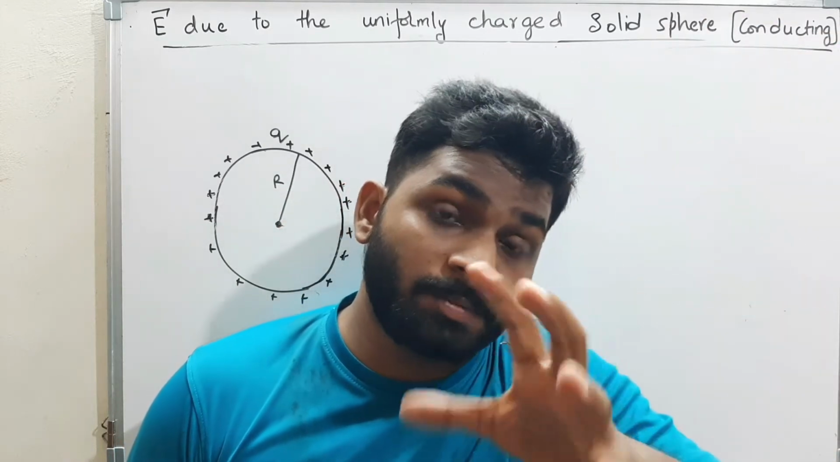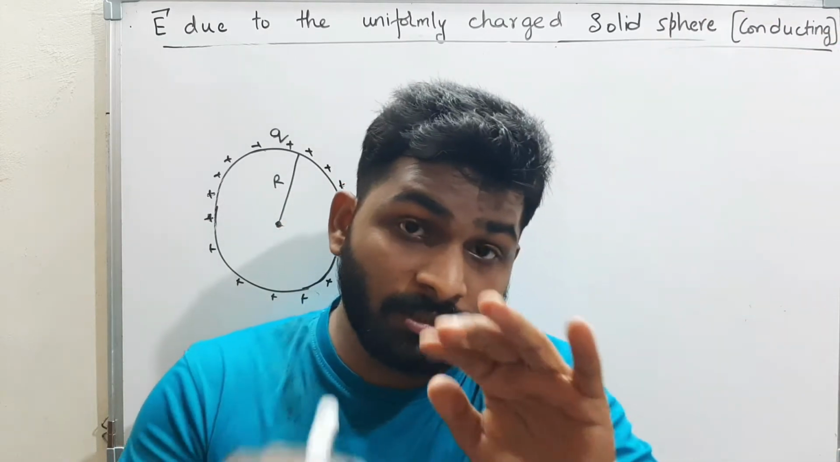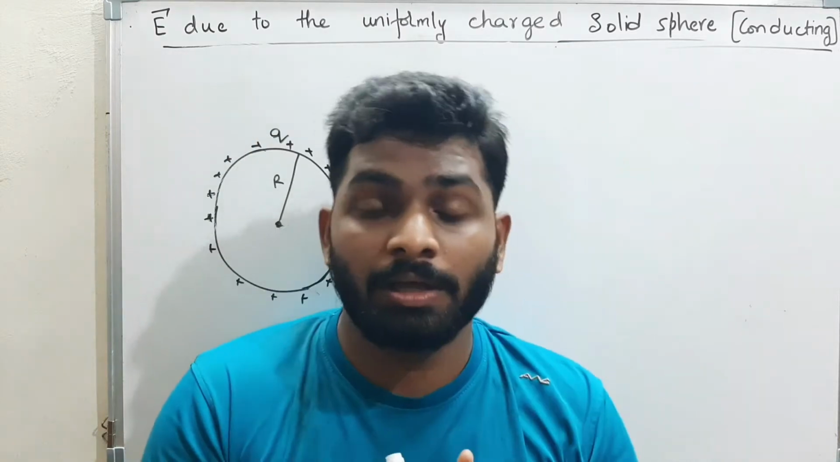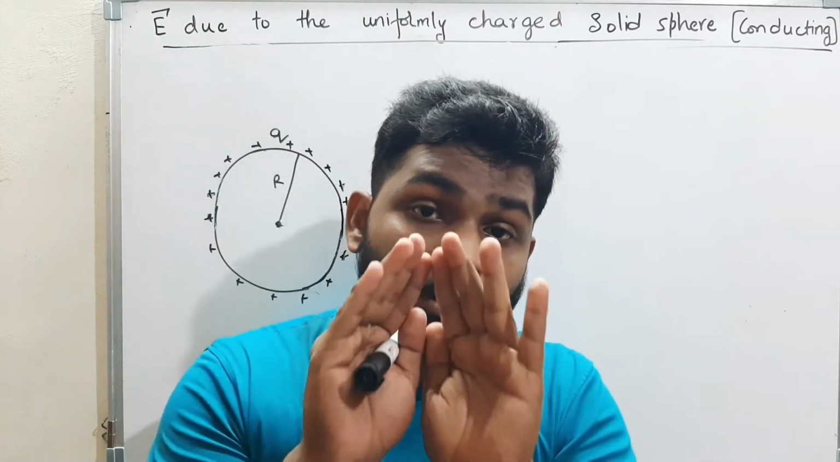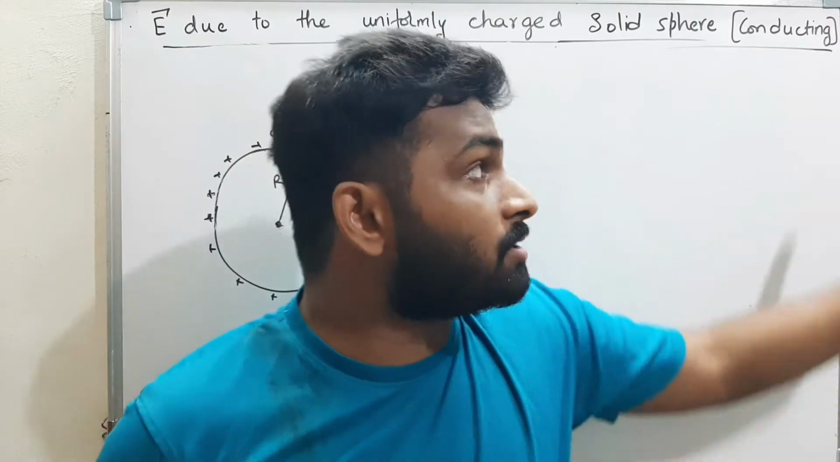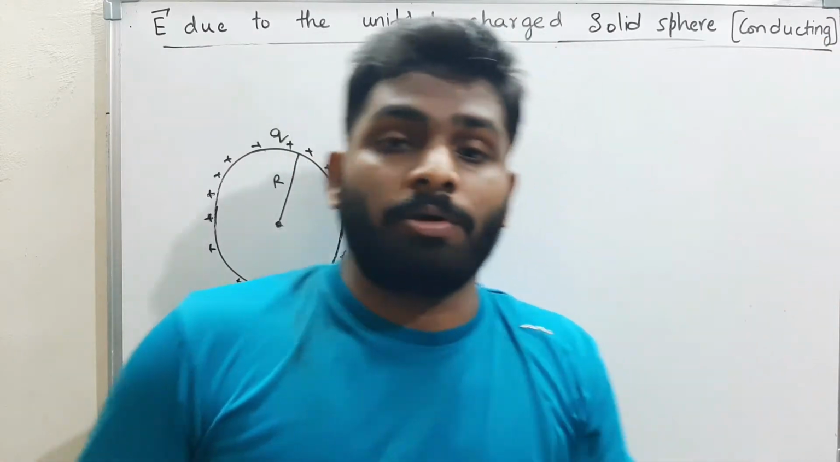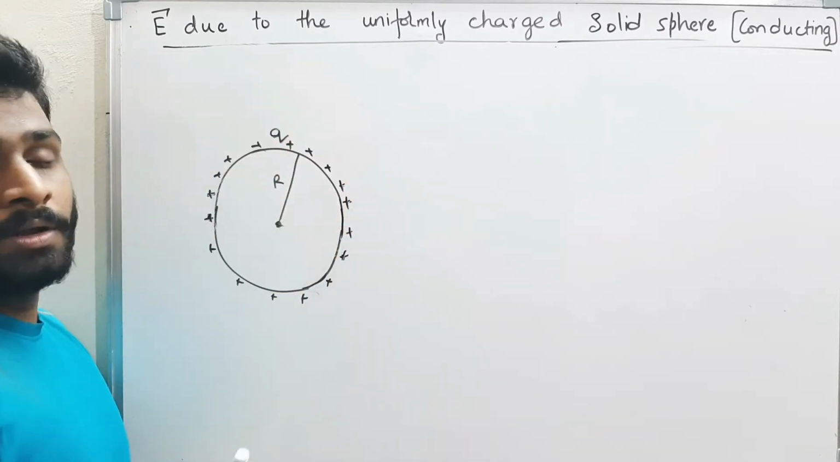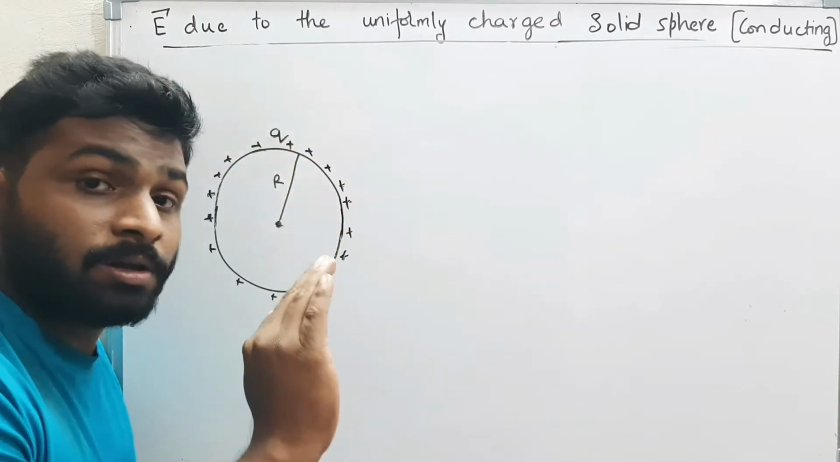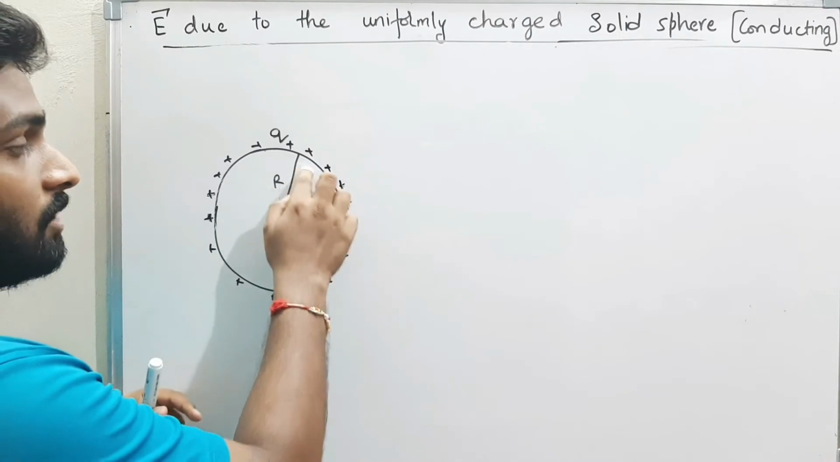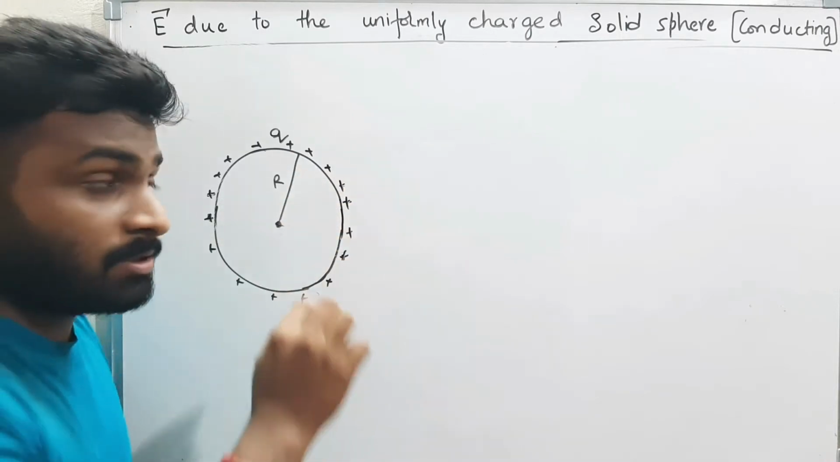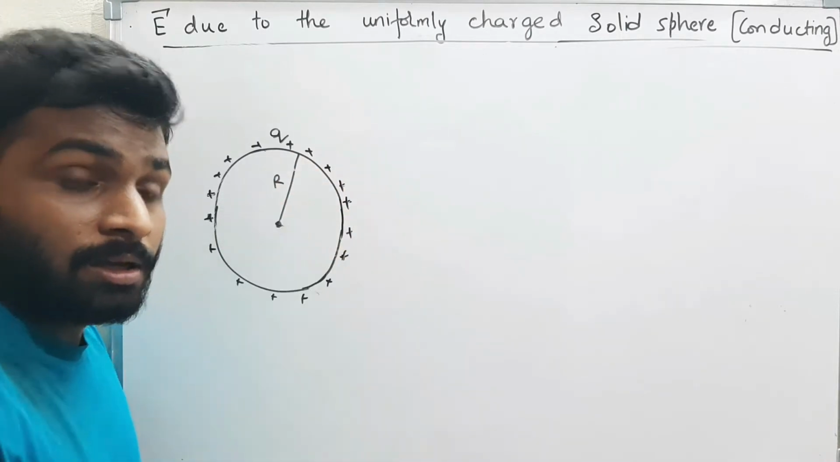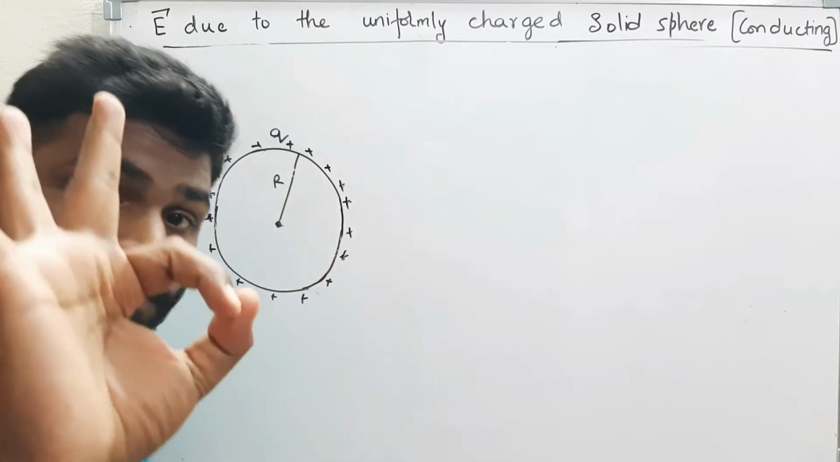There is a lot of difference between conducting and non-conducting. Conducting means the charge will be only on the surface of the body. Non-conducting means the charge will be spread throughout the volume. Now we are seeing only for a conducting body. This is a solid sphere and I gave a charge q. When I gave charge q, the charge will be only on the surface. That means inside the solid sphere, the charge is 0.